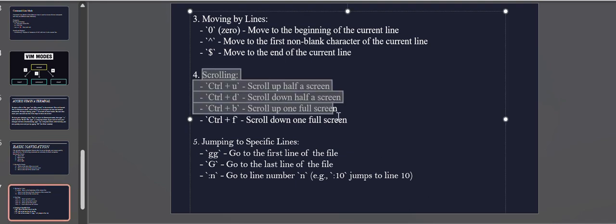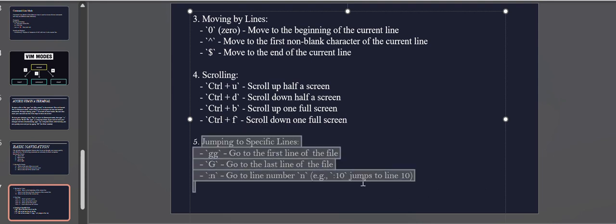Here are some of the scrolling commands. Control U scrolls up half of a screen. Control D scrolls down half of a screen. Control B scrolls up one full screen. And Control F scrolls down one full screen.